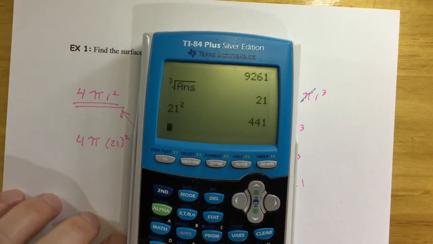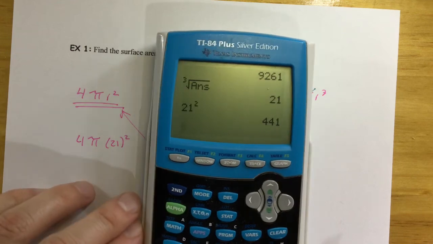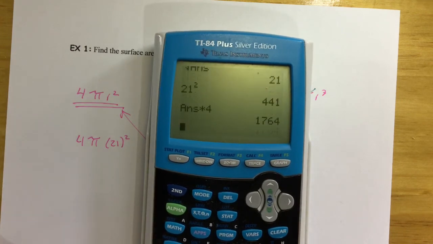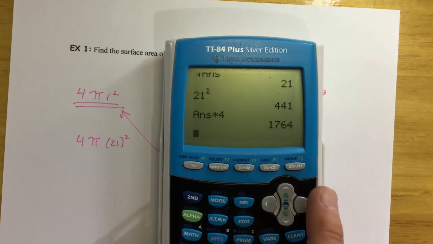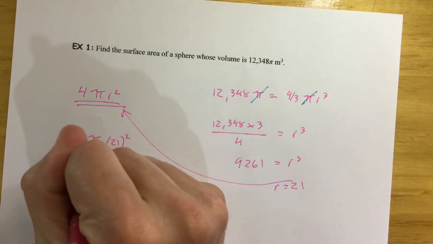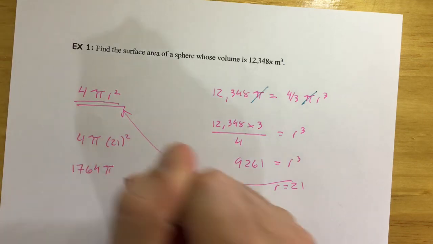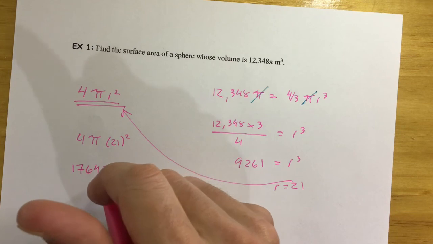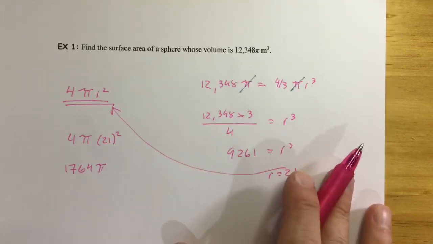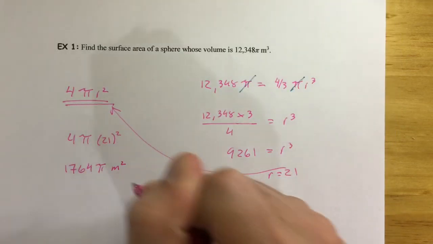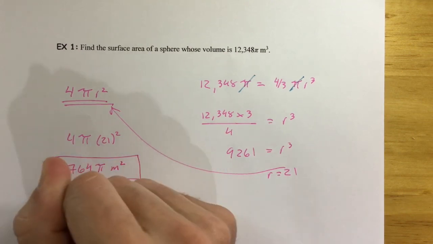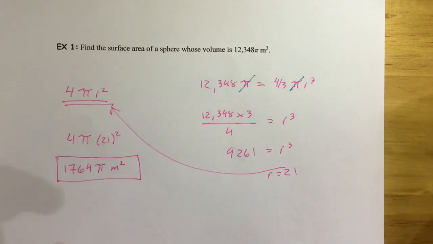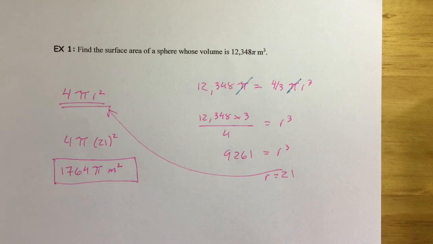21 squared is 441. We'll go ahead and just multiply that by 4, which is going to get us to 1764 with pi. This is going to be surface area, which means that our units are meters squared. And then if you want to, you can go ahead and multiply pi by the 1764 to get a decimal approximation for it.